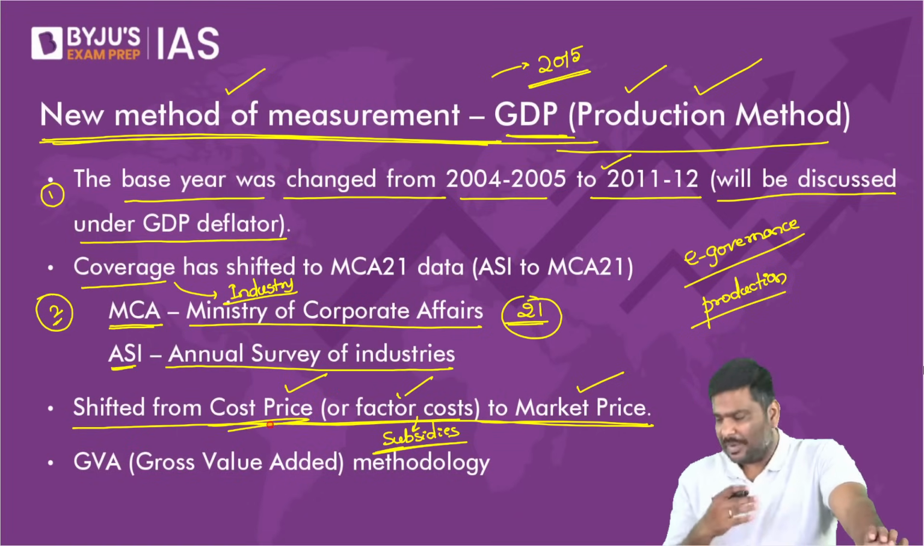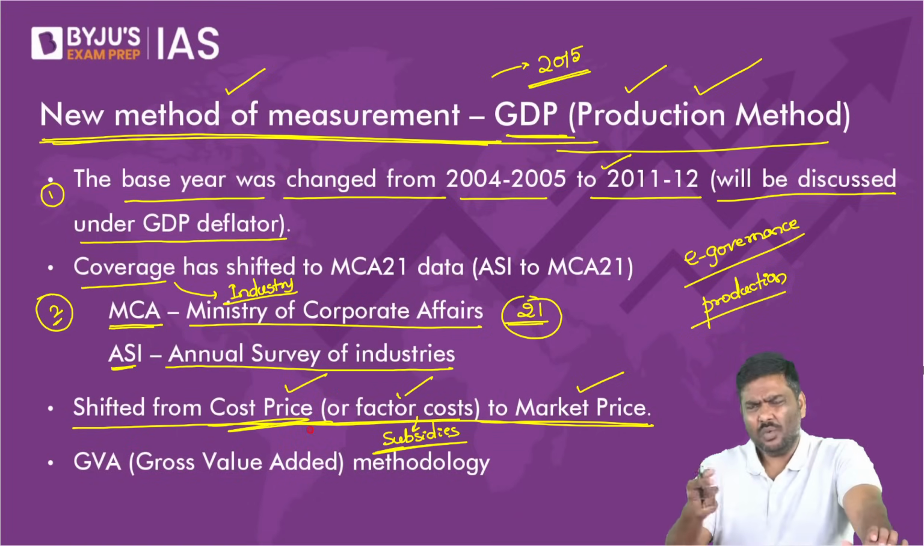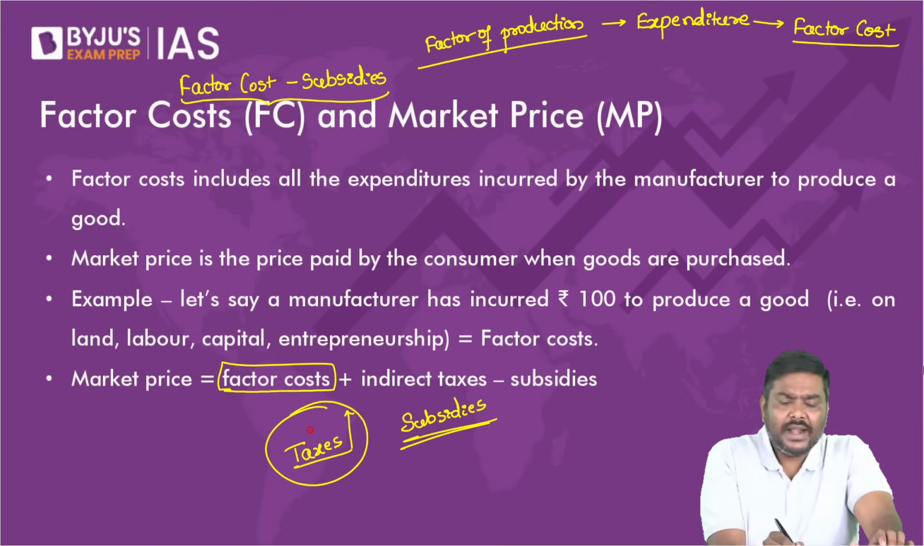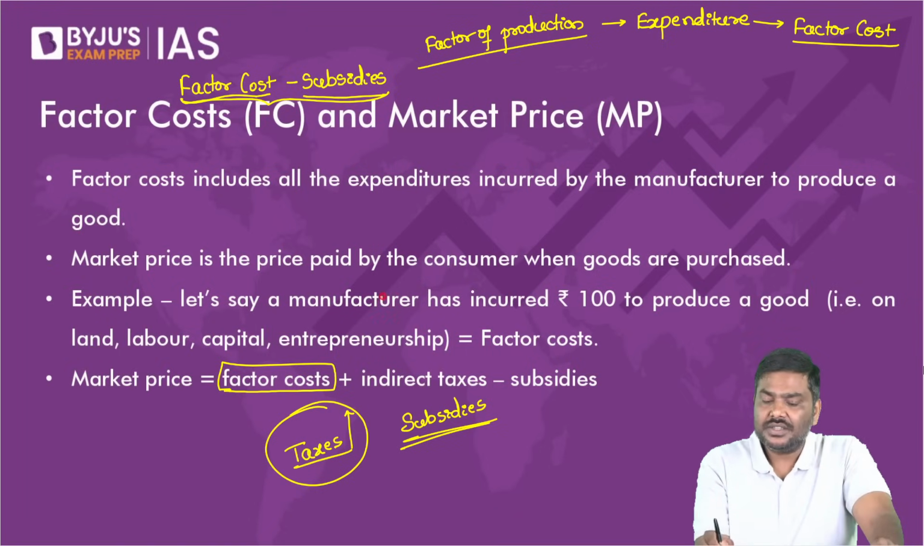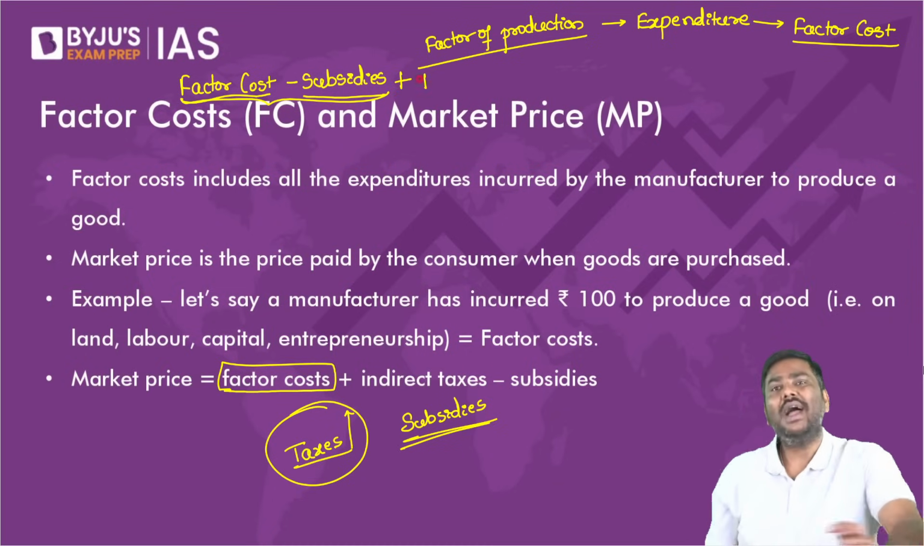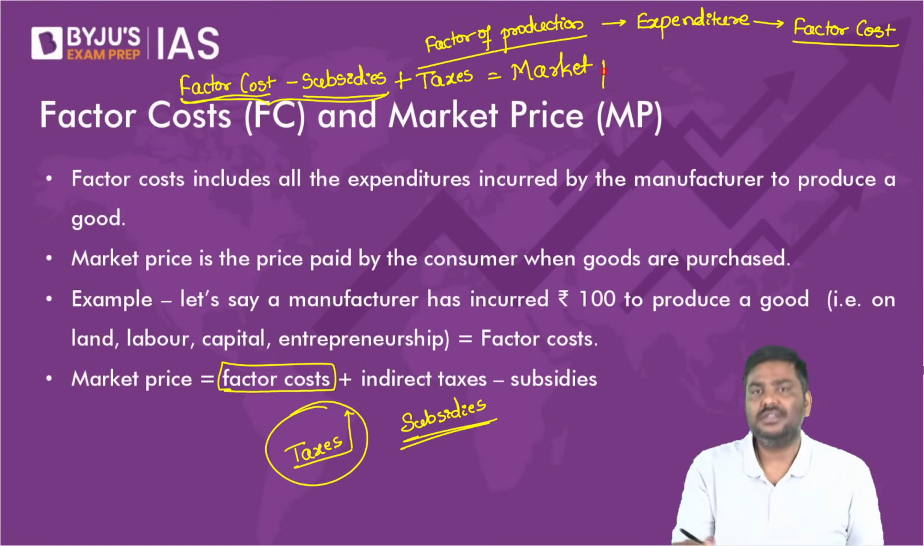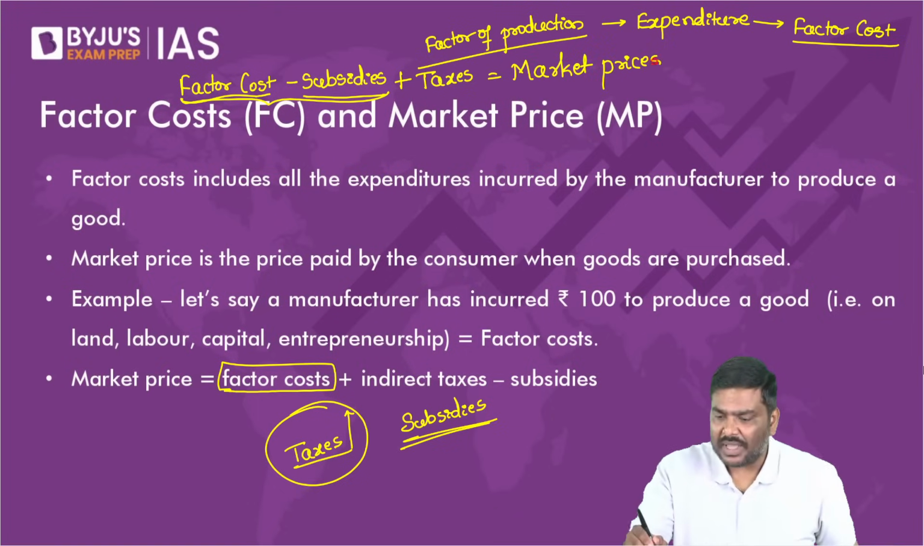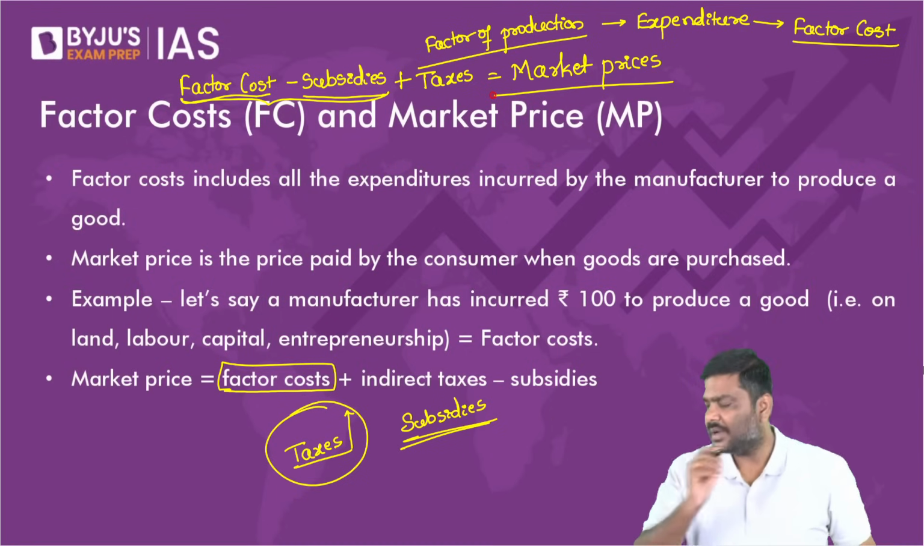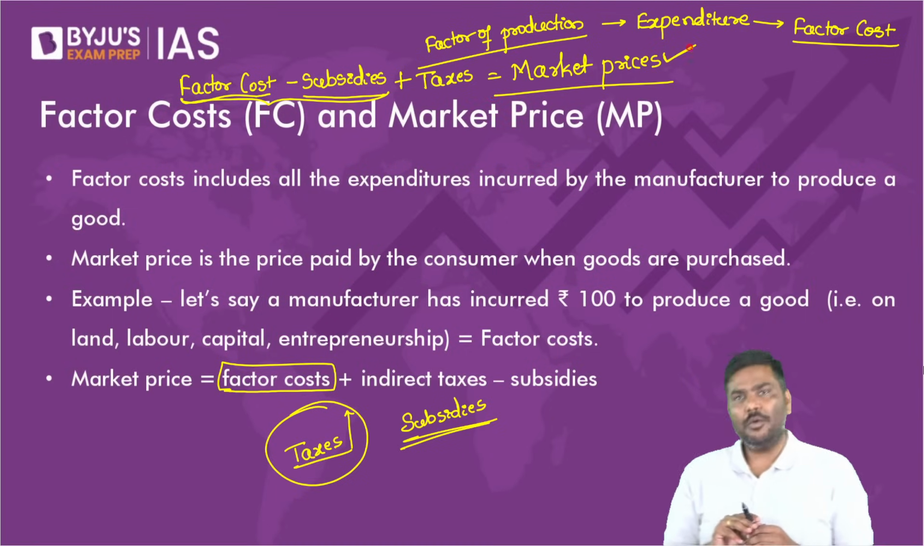But what government now says is, in addition to the factor cost and subsidies, we will also add the taxes. This will give us market prices. And now GDP will be calculated using market prices. Any problem? Why have they shifted?